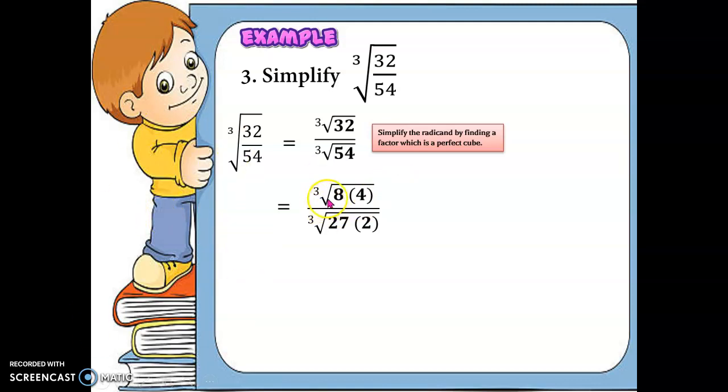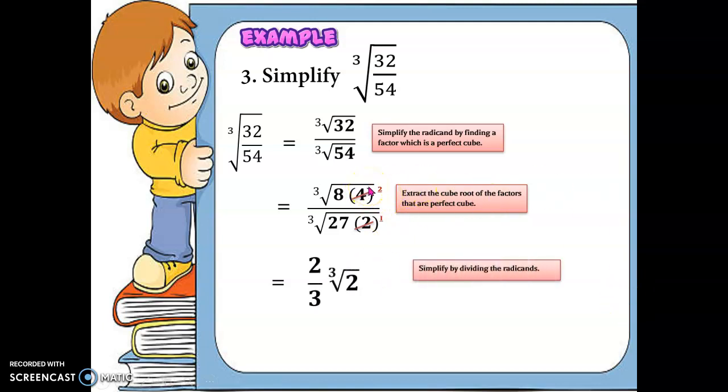Kasi yung 8 po is a perfect cube, 27 also is a perfect cube. And then, reduce natin si 4 and 2. So, that will be 1. Ito ay magiging 2. So, extract natin yung 8. That will be 2. And then, ang 27 is 3. So, may matitira po sa loob na 2. So, that will be 2 over 3 cube root of 2.